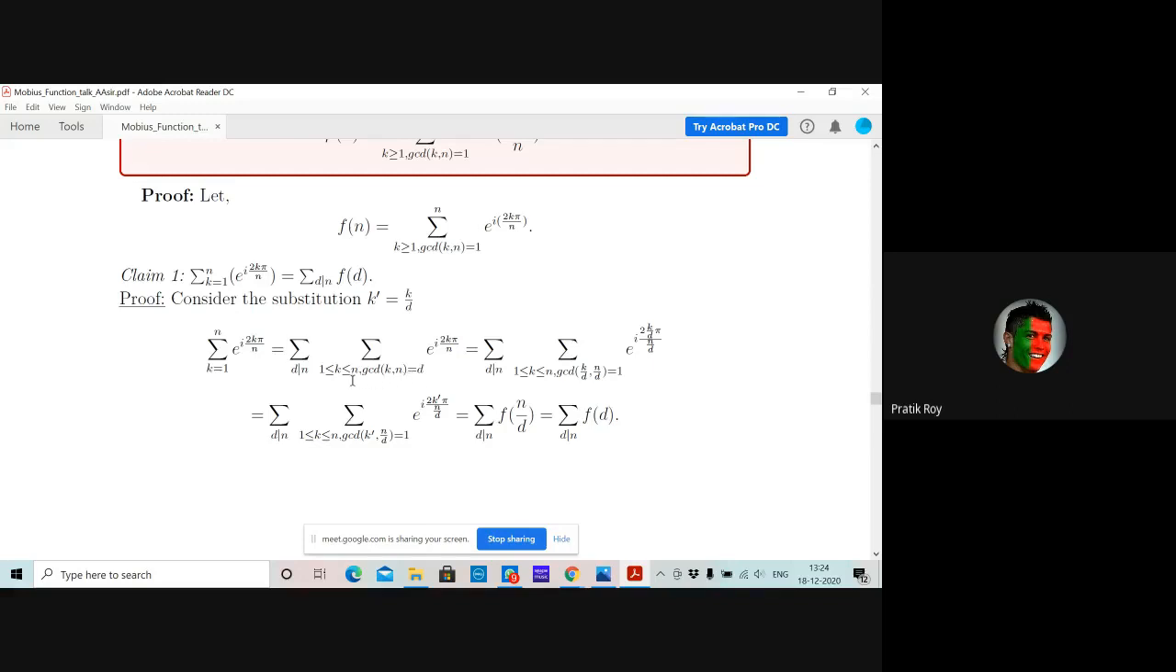So I can say that GCD of k and n equal to d is an equivalent condition as GCD of k by d and n by d equal to 1, because I have just divided as much as possible.